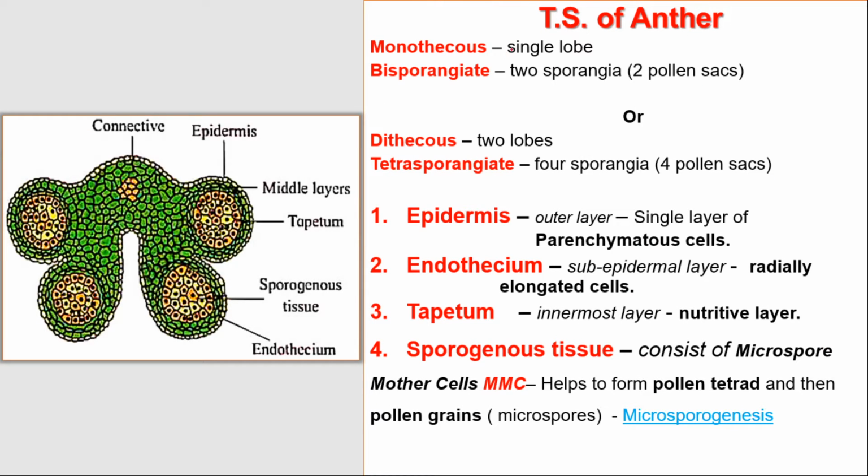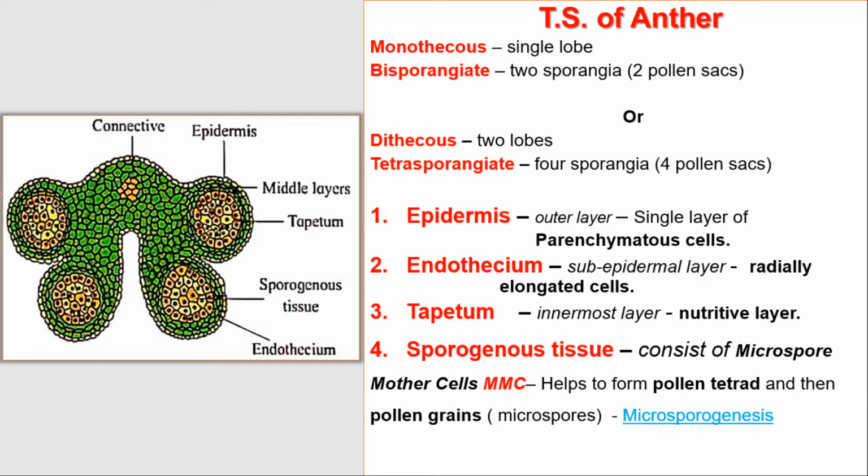Now let us study tiers of anther. Before that, we will study types of anther. There are basically 2 types, monothecous anther and dithecous anther. This figure is of dithecous anther, which consists of 2 lobes and 4 pollen sacs. These are the 4 pollen sacs: the first one, the second one, the third one and the fourth one.